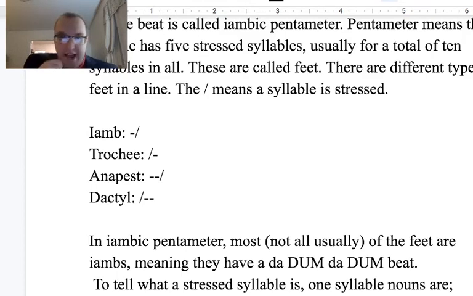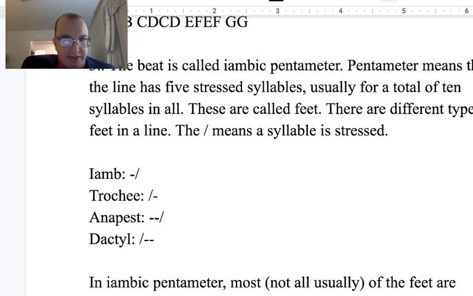So basically, what iambic pentameter means is that most of the feet in a line of verse have these iamb sounds. And the pentameter means that there are 5 feet in the line. So this is a foot. There are 5 of these different feet within the line. And usually it comes out as 10 syllables. Sometimes you might have more, but most of the time it's 10 syllables. You usually don't want to go over 10. Okay.